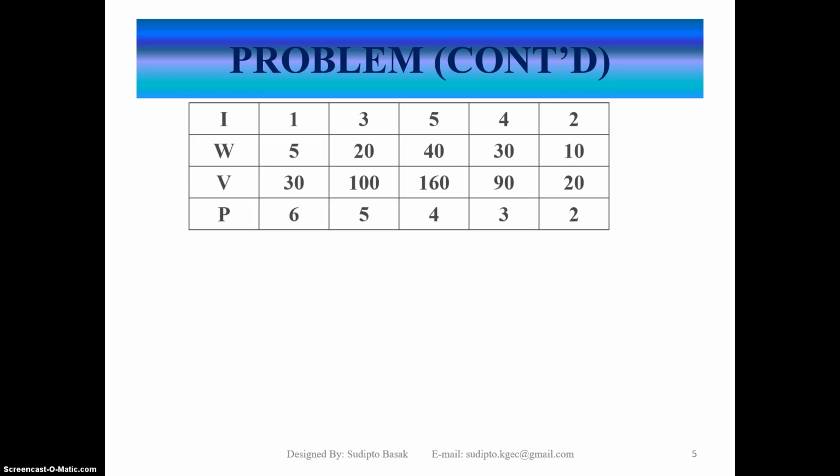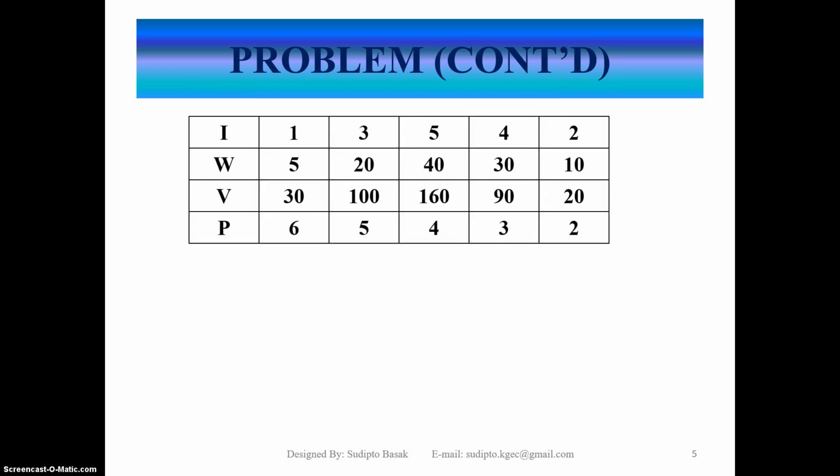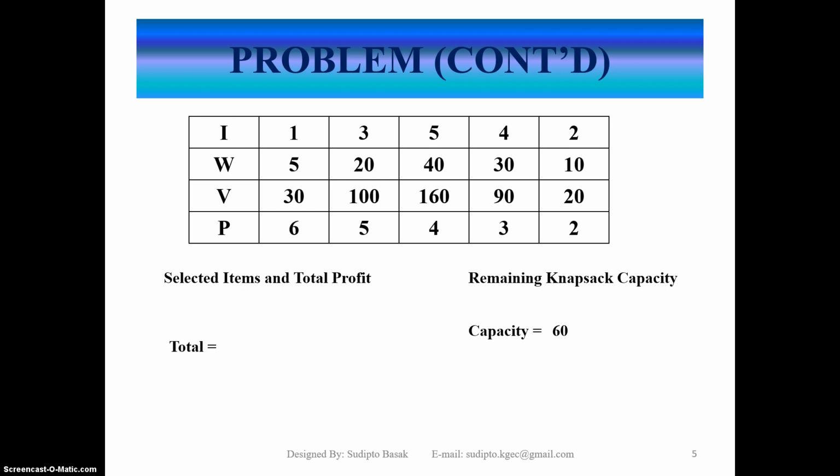Continuing, you can just repeat the same matrix here, nothing more than that. Now we have to go for the selected item, total profit, and the remaining knapsack capacity. Obviously when we put an item in, the knapsack capacity will decrease. So we mention the capacity 60, meaning we can't take more than 60 weight here. We also mention the total profit value.